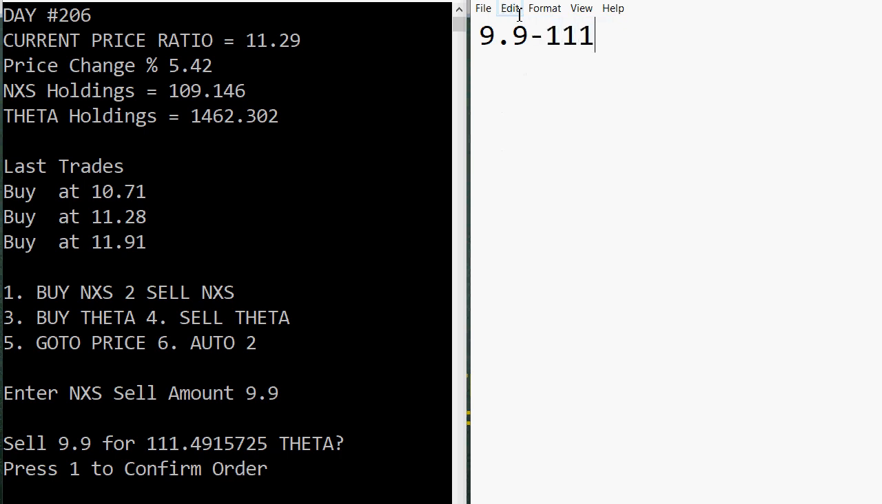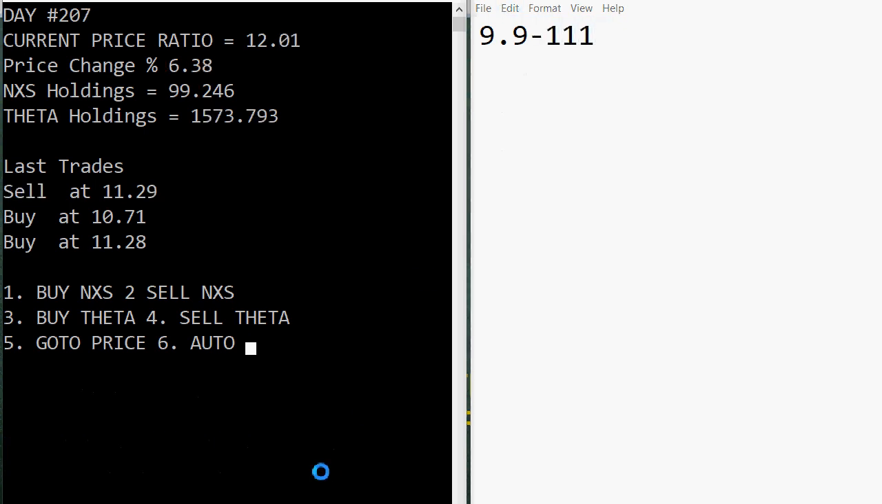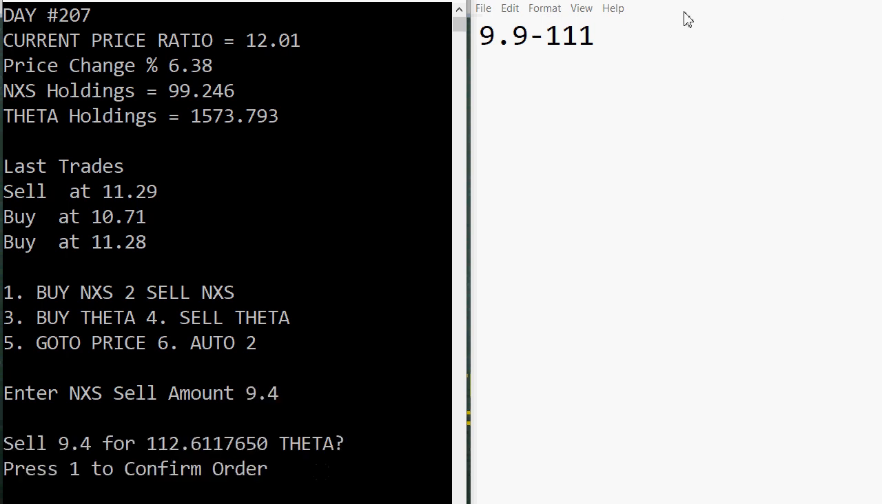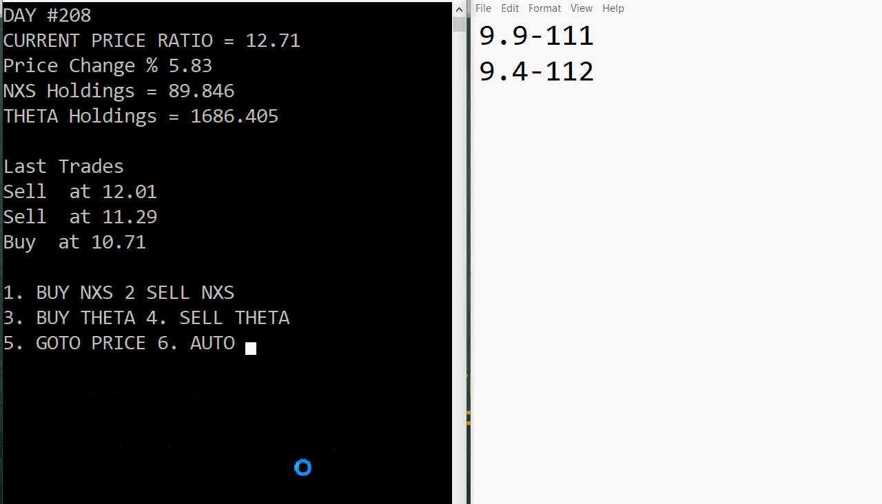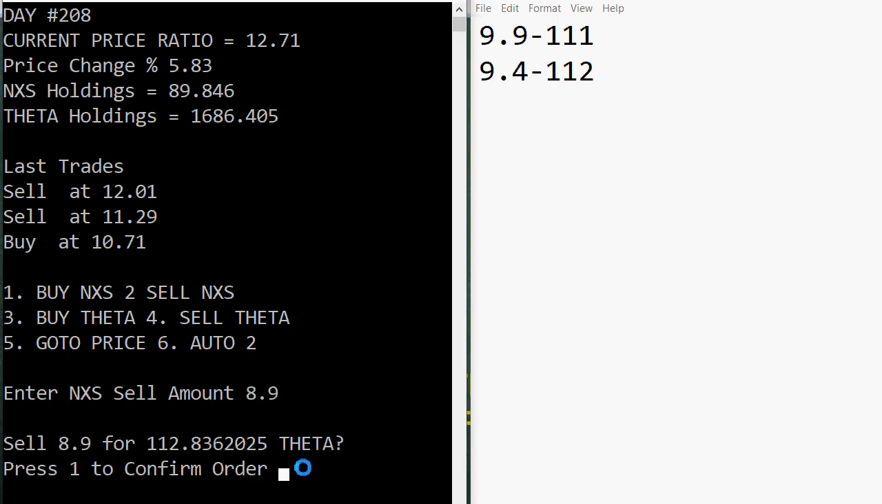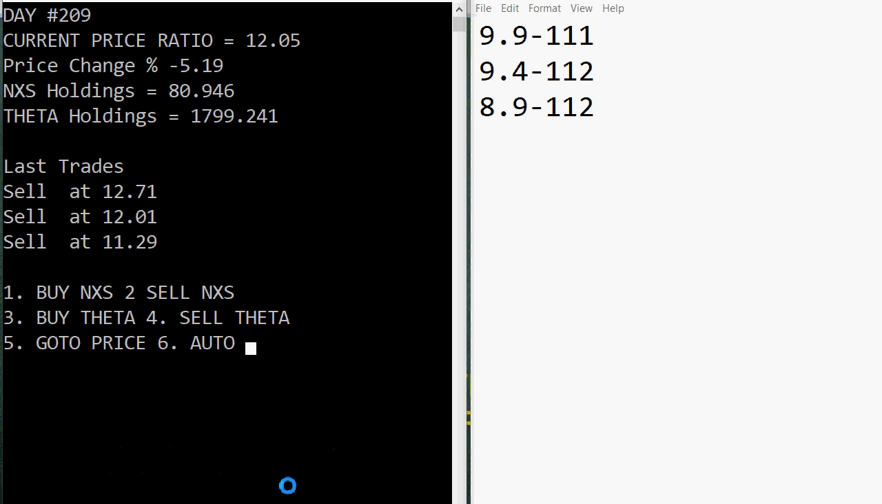And that would be for 111. And we open up again, so let's do like 9.4 maybe, which is pretty much about what we got last time. One more, this time at 112. And let's do it again. This time let's do 8.9, keeping it around the same number. I think one decimal might be a little easier for the NXS from here on in.